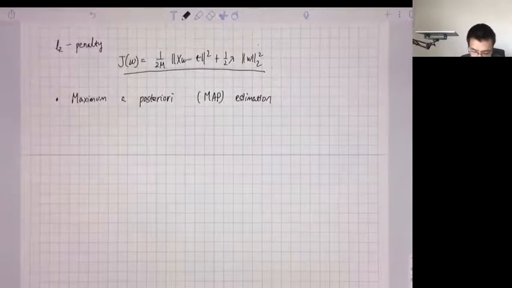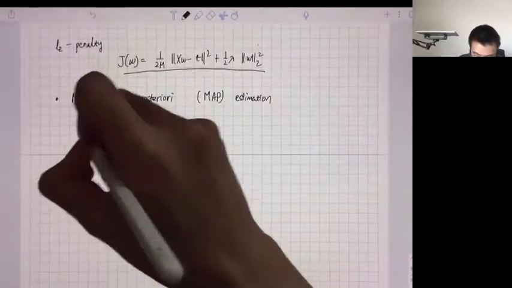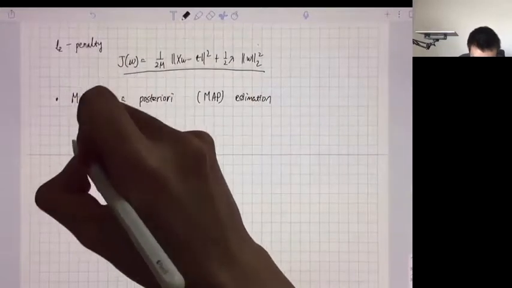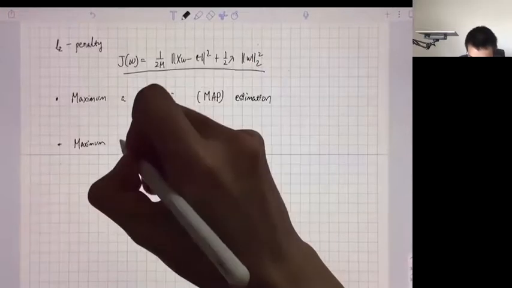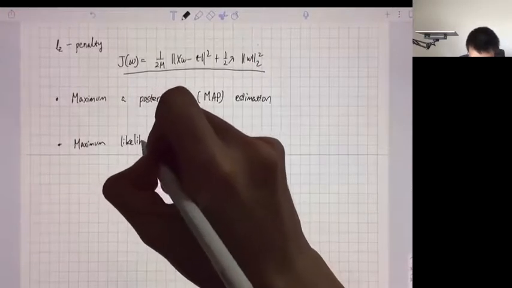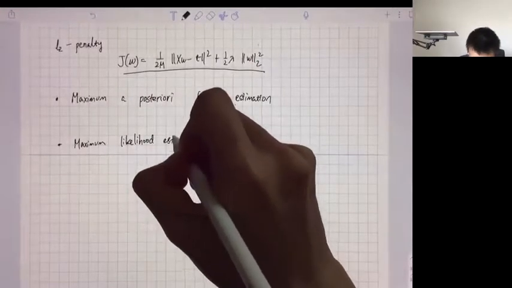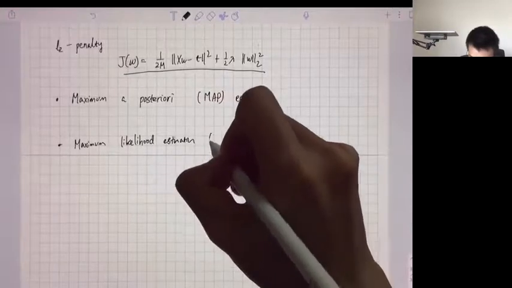So let's remind ourselves of the maximal likelihood estimation. This is different from maximal likelihood estimation. So let's talk about maximal likelihood estimation first, which is known as MLE.